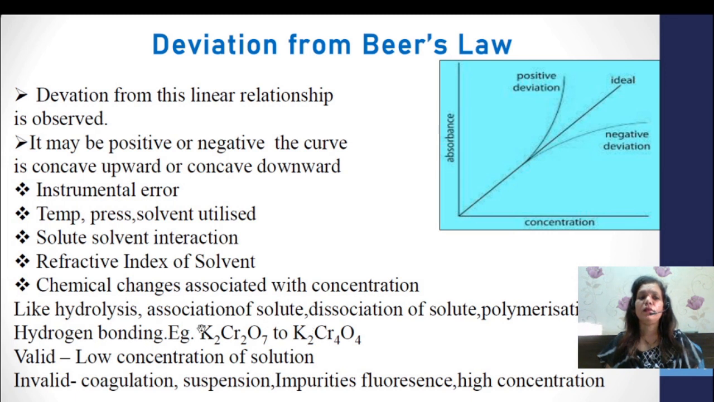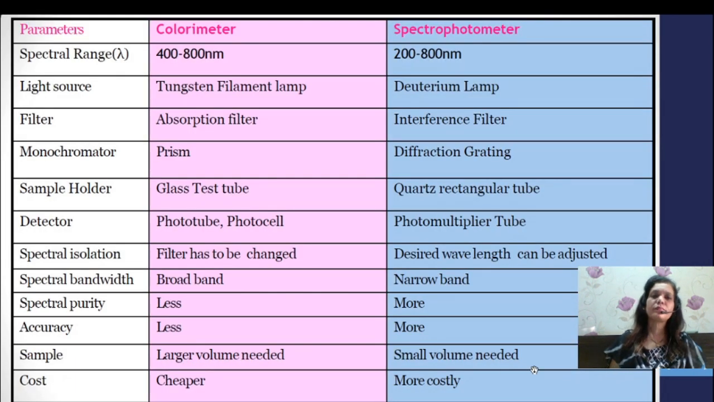This particular law is valid at very low concentration. You have to utilize dilute solutions where the law is valid. You can't apply this law in the case of solutions having coagulation, suspensions, impurities, fluorescent solutions, or highly concentrated solutions. So you might have understood all these instrumental variations with respect to components in the case of colorimeter and spectrophotometer.